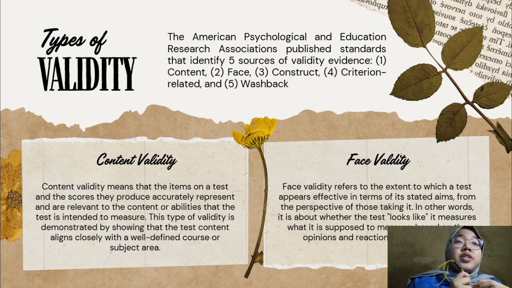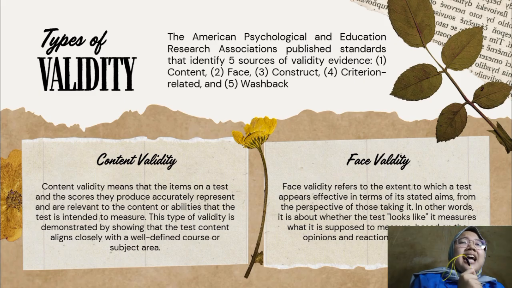Now we are going into the main topic of this video. Types of validity. The American Psychological and Education Research Associations publish standards that identify 5 sources of validity evidence. The first validity is content validity. The second one is face validity. The third one is construct validity. The fourth one is criterion-related validity. And the last one is washback validity.